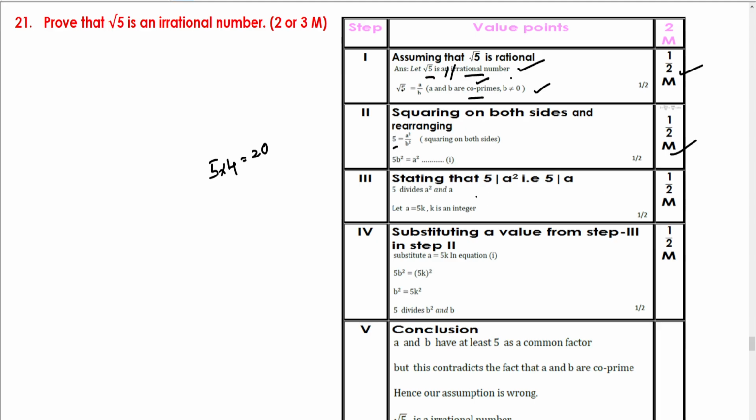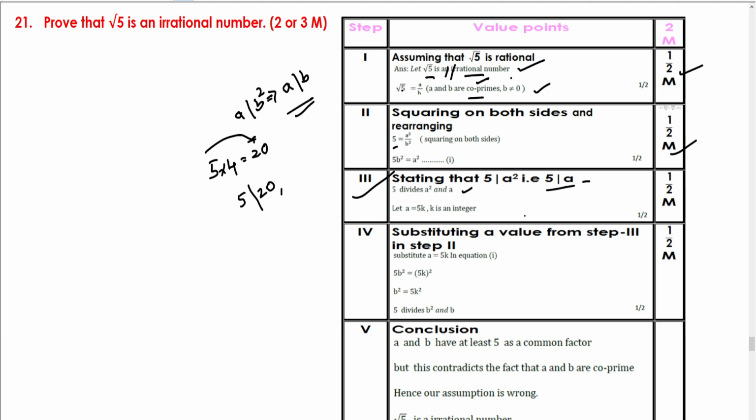Very important thing now. Do you think this particular 5 divides 20? Yes, 5 divides 20, we write it as 5 divides 20, right? There is a theorem that if a divides b square, that implies a divides b also. This is a theorem you studied in the theory class. 5 divides a square as well as a. This is the third step of it. 5 divides a square, that is 5 divides a. This is the key step. Observe carefully, it means 5 is a factor of a.